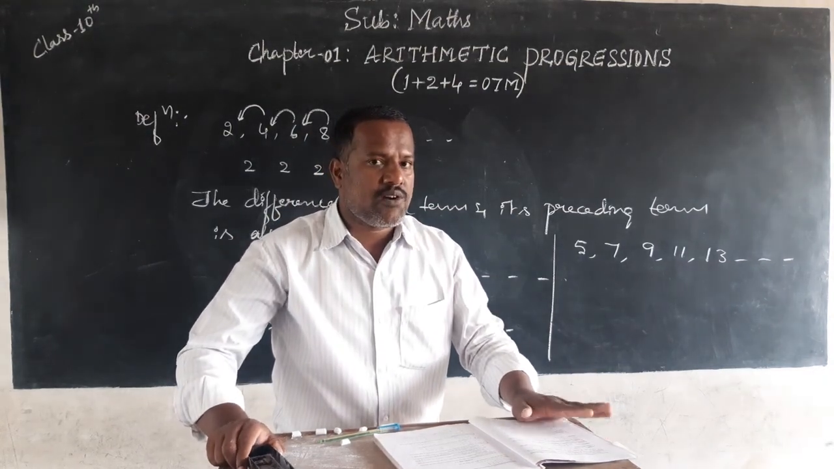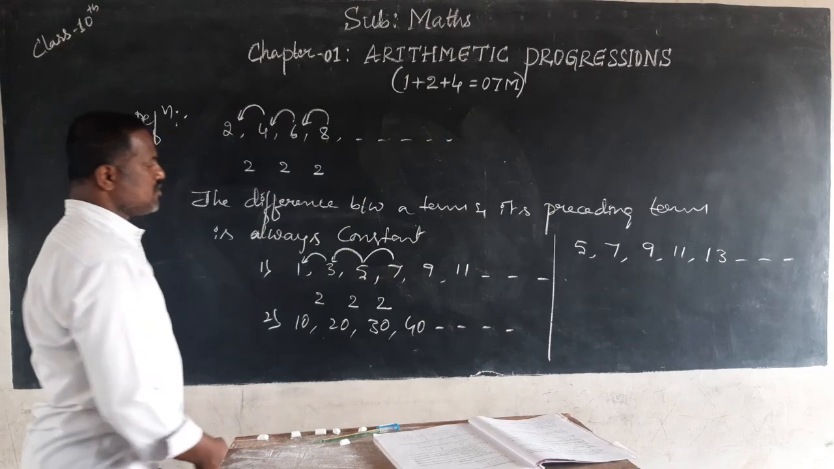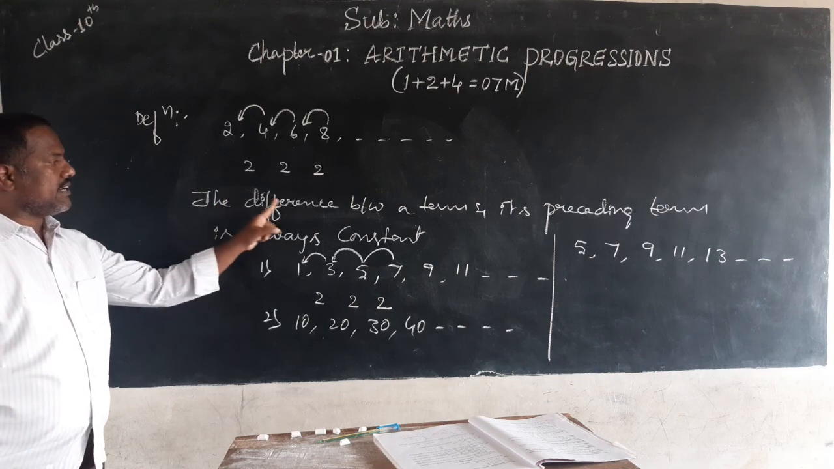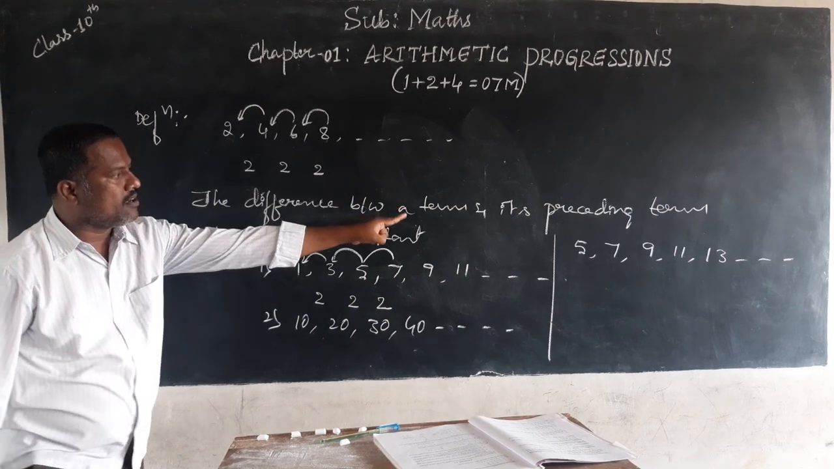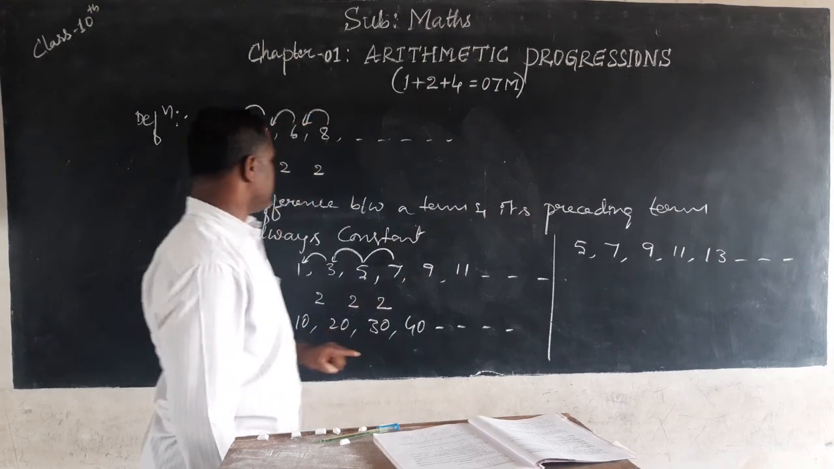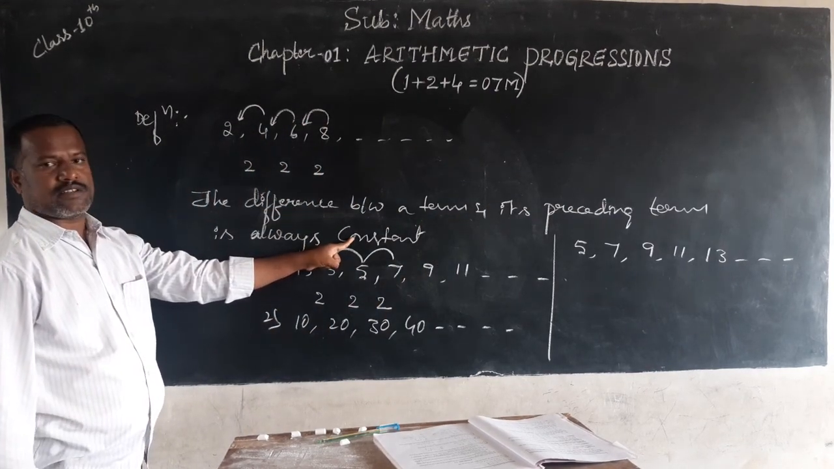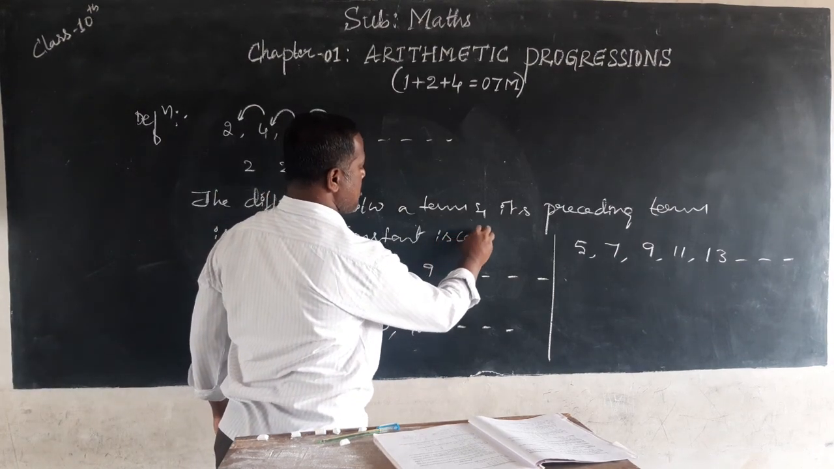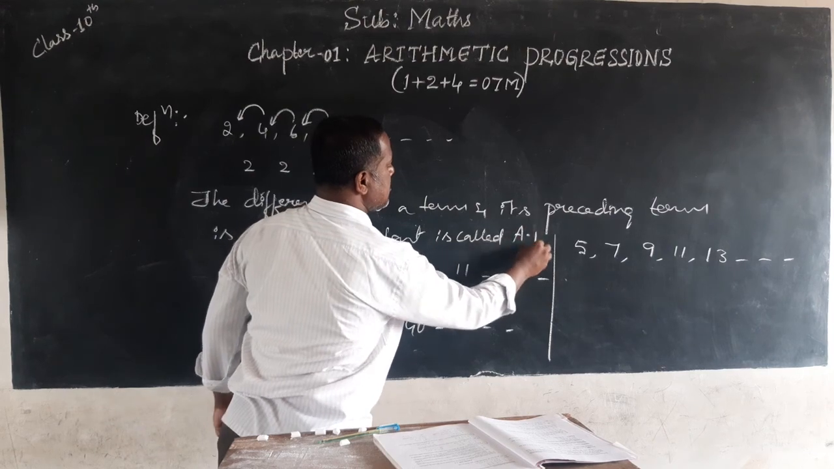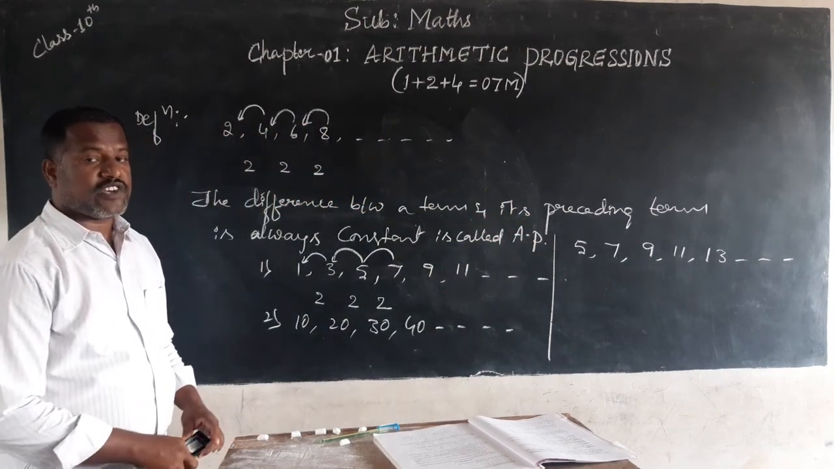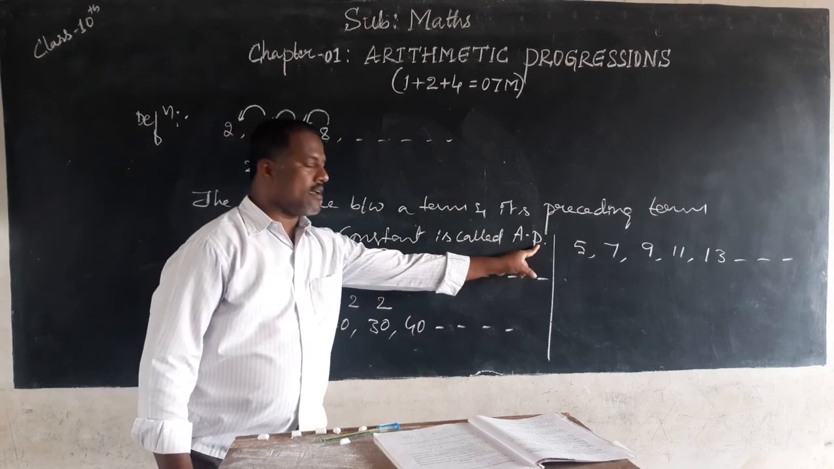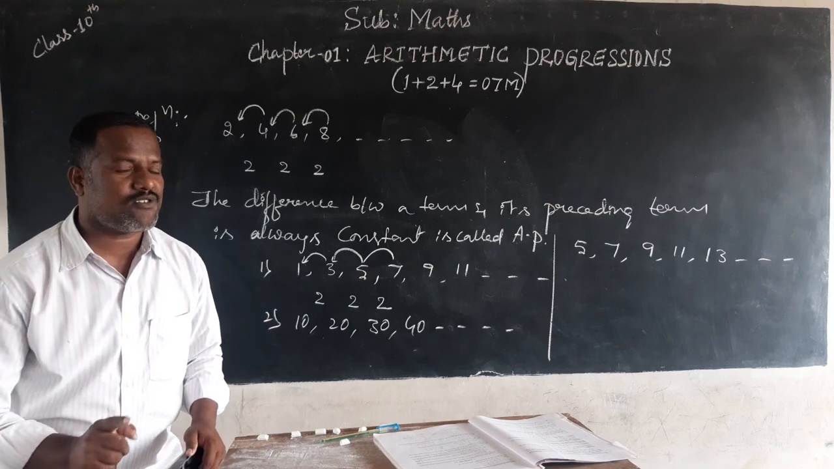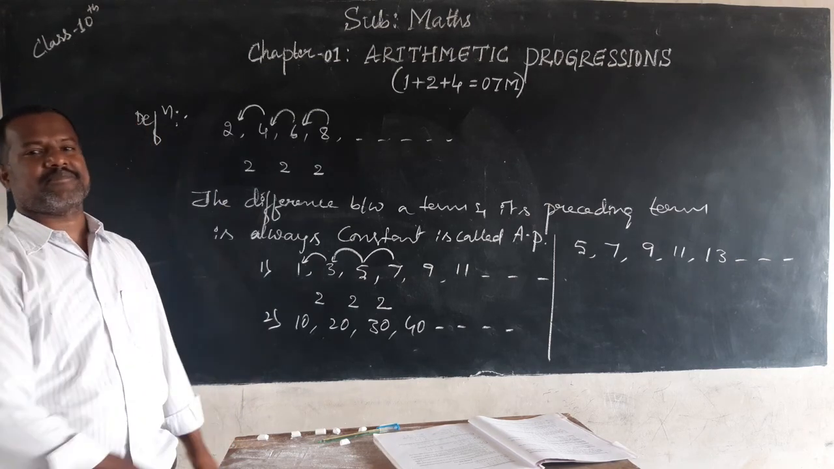Sir, is there any general form? Yes, we have a general form. First, write down, children. This is the definition: the difference between a term and its preceding term is always constant, is called arithmetic progression. Arithmetic progression we simply call AP. AP stands for not Andhra Pradesh. It is called arithmetic progression.